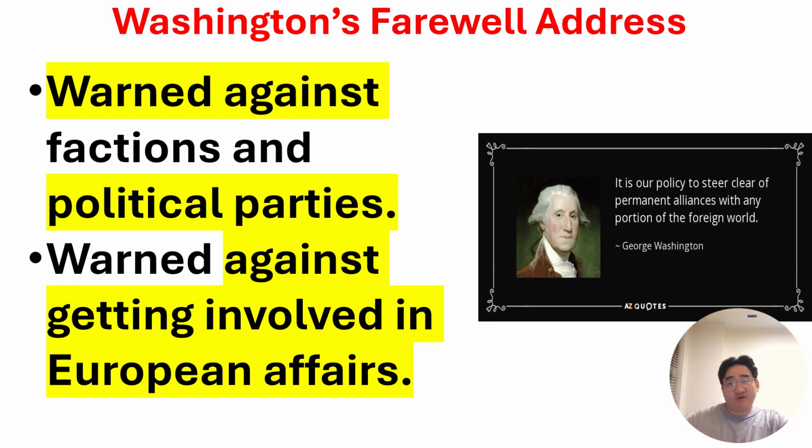In 1797, on his way out, he gives a farewell speech. And in his farewell address, he warns against the dangers of political parties and how they can divide the country, and against getting involved in European affairs or foreign affairs in general. Both times he was ignored.